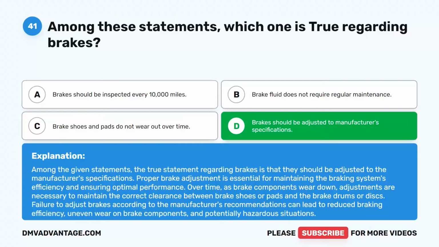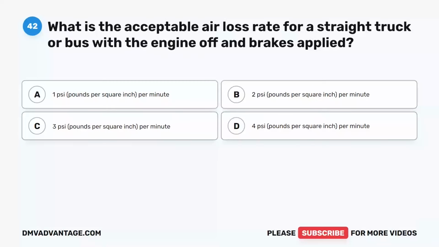Among the given statements, the true statement regarding brakes is that they should be adjusted to the manufacturer's specifications. Proper brake adjustment is essential for maintaining the braking system's efficiency and ensuring optimal performance. Over time, as brake components wear down, adjustments are necessary to maintain the correct clearance between brake shoes or pads and the brake drums or discs. Failure to adjust brakes according to the manufacturer's recommendations can lead to reduced braking efficiency, uneven wear on brake components, and potentially hazardous situations.